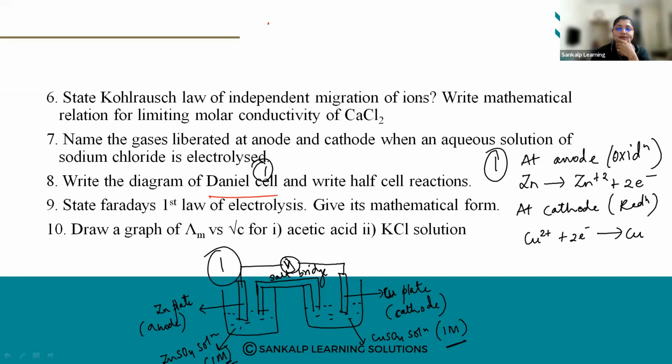Very important: the Daniell cell, and then the standard hydrogen electrode, which is also very important, we are going to see later. The Daniell cell is important for 2 marks. Practice the diagram of the Daniell cell and its half cell reactions. Very simple. Is it clear? Good.